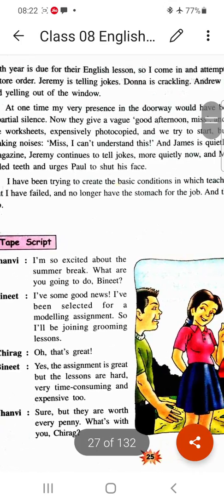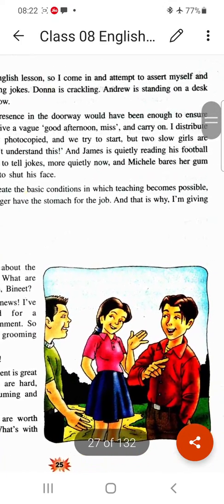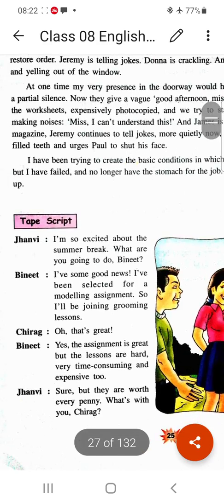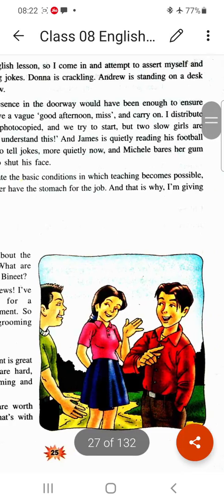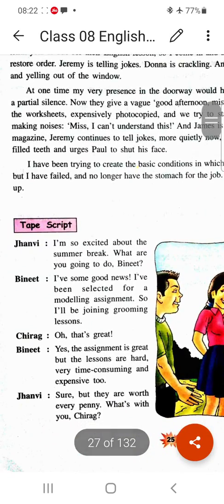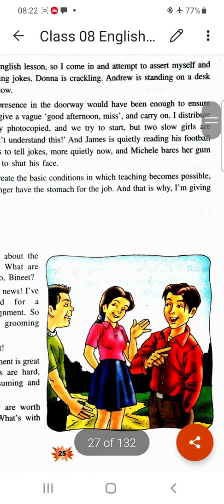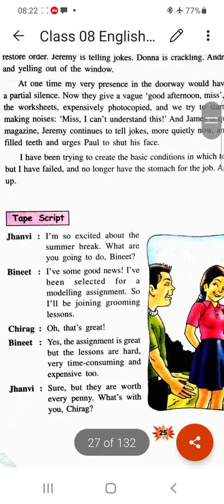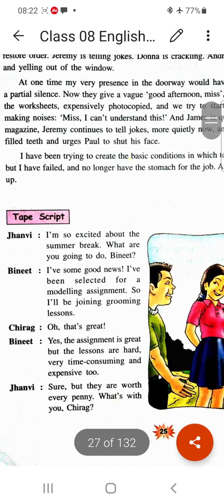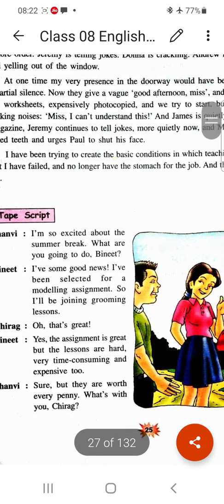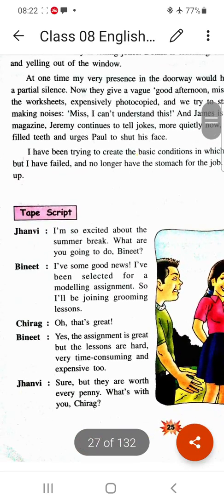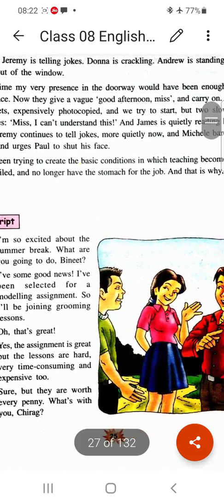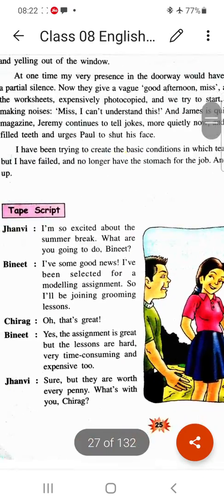I distribute the worksheet, expensively photocopied, and we try to start, but two slow girls are making noises. "Yes, I can't understand this." And James is quietly reading his football magazine. Jeremy continues to tell jokes more quietly now, and Michelle bares her gum-filled teeth and urges Paul to shut his face. I have been trying to create the basic condition in which teaching becomes possible, but I have failed and no longer have the stomach for the job, and that's why I am giving up.